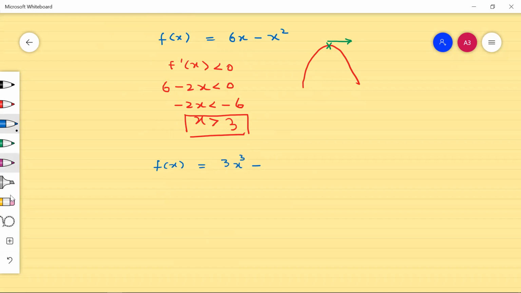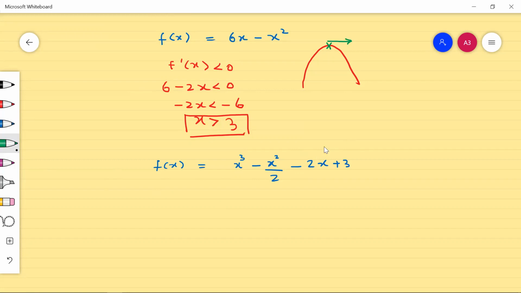One minute please. Just only x cube, 3x cube, x cube minus 2 minus x square divided by 2, and then minus 2x plus 3. Find the interval where f of x is decreasing.